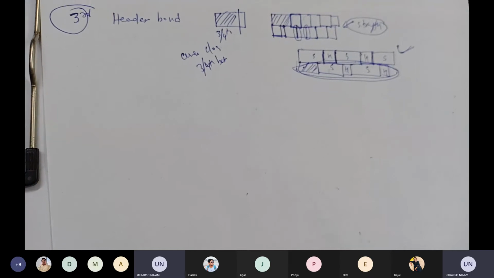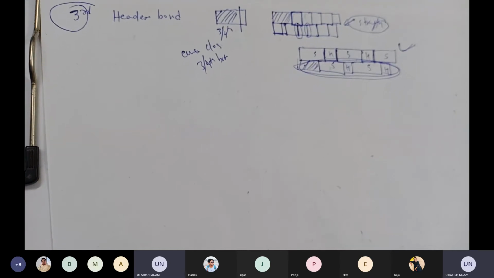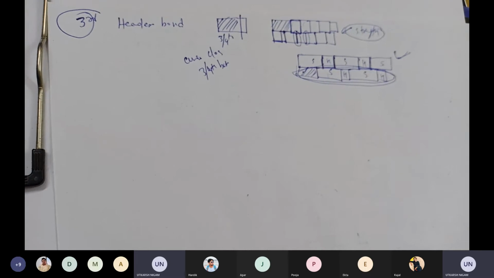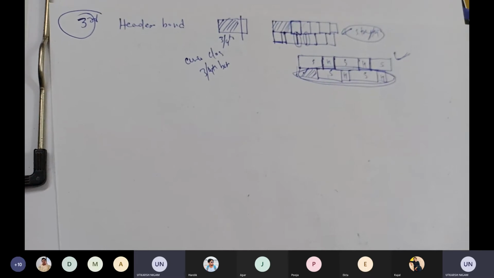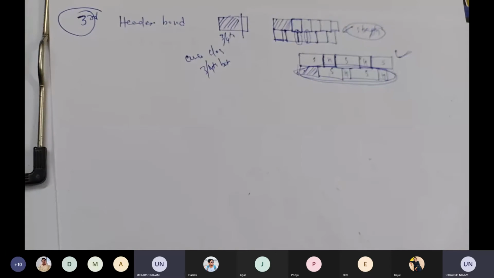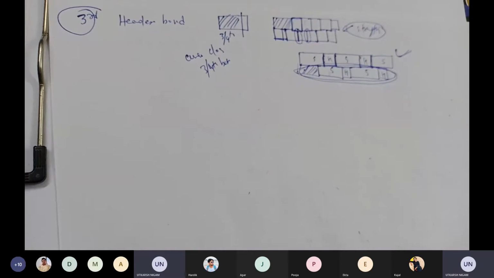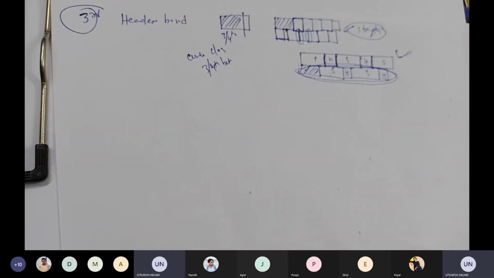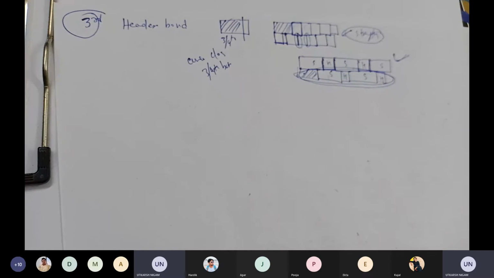Then comes the garden wall bond. The garden wall bond is one brick thick. It is as strong as a stone bond. It may be English type of bond and it may be Flemish type of bond. So 3/4 bats may be used in the Flemish bond and in English bond as well.